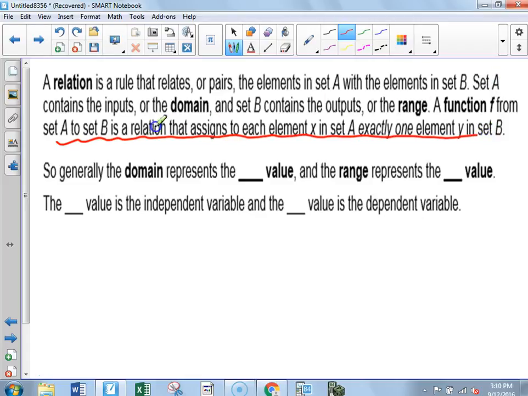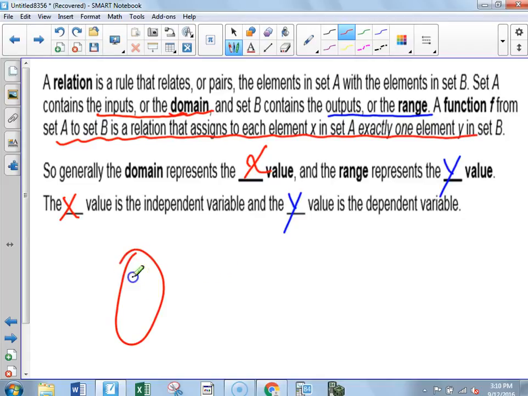Okay. Set A contains the inputs, or the domain, which are the x values. Set B is the outputs, or the range, which are the y values. This all sound familiar? All right, so the y is the dependent variable. It depends on what we put in for the x. We pick an x, we put it in, and we find the y depending on what we picked for an x. All right, so does this work?